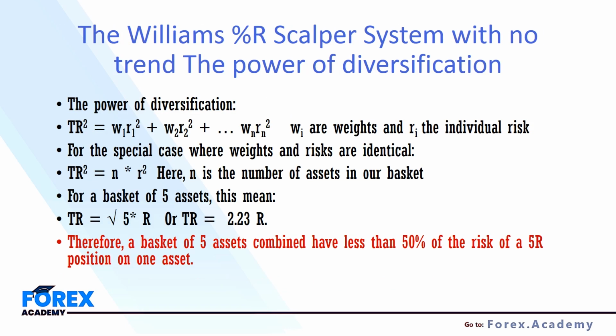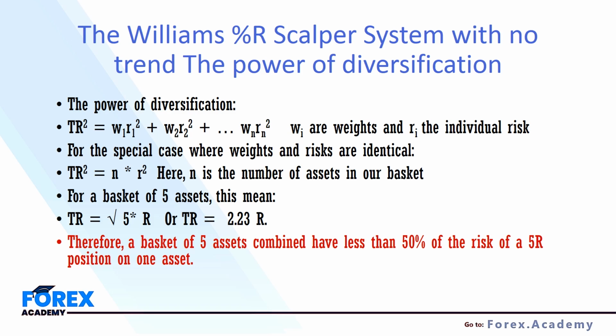This is not meant to teach math, therefore we'll keep math to a minimum needed to understand the concept of diversification. To understand the power of diversification, we assume that we are able to find a basket of totally uncorrelated assets. In that case, the total risk of the basket is computed by the formula above. Total risk squared is the sum of the weights on every asset multiplied by its risk squared. For the special case where weights and risk are identical, total risk squared is equal to n, the number of assets in our basket, multiplied by r squared, the risk in every asset.